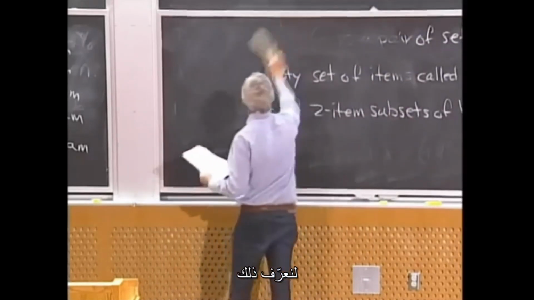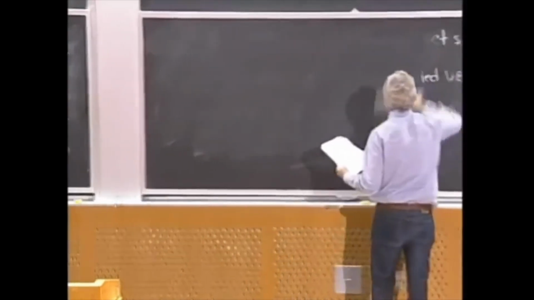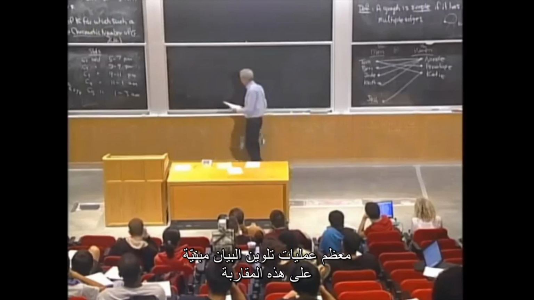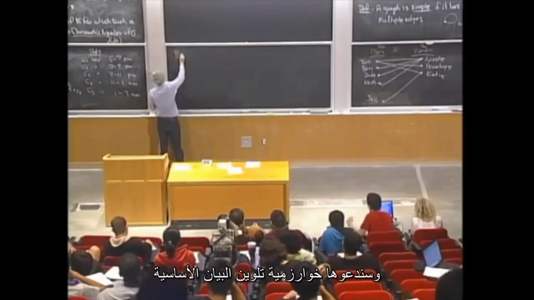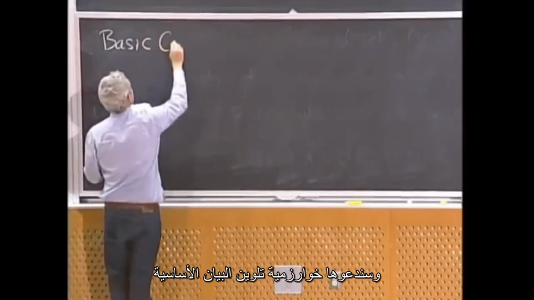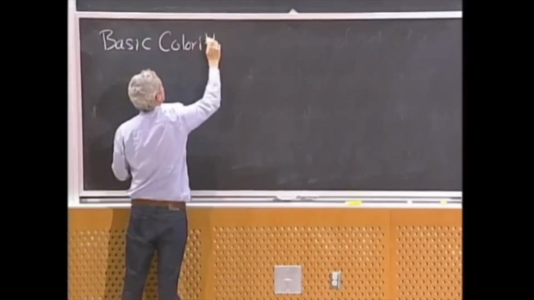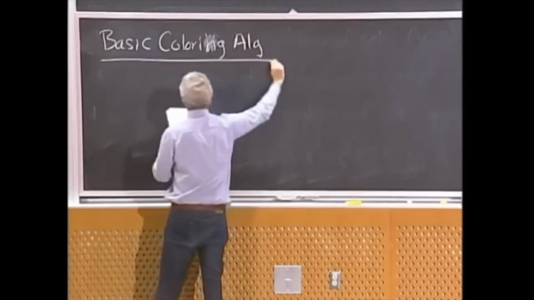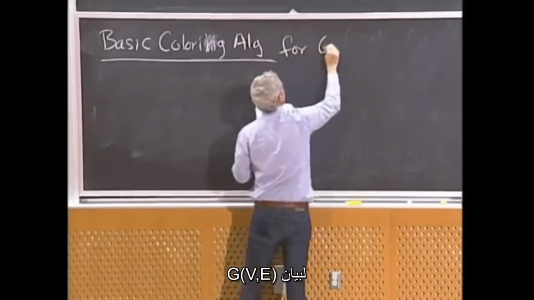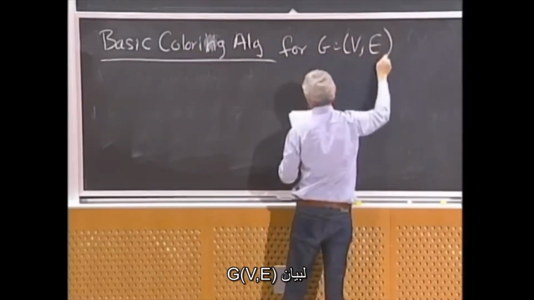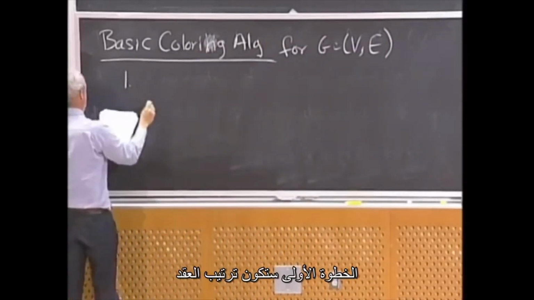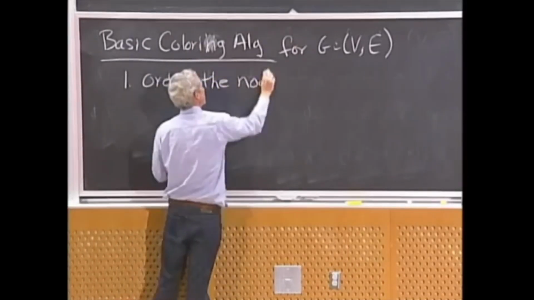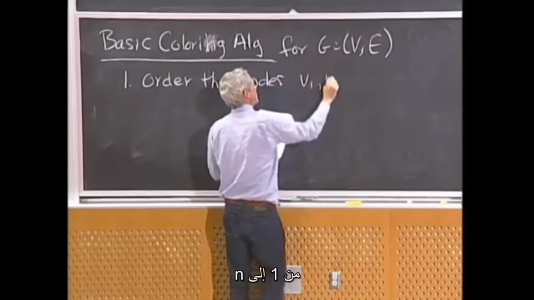So let's define that and then prove some facts about it. Most of the graph coloring algorithms in practice are based on this approach. And we're going to call it the basic graph coloring algorithm. For a graph G with vertices V and edges E, the first step is going to be to order the nodes from 1 to n.